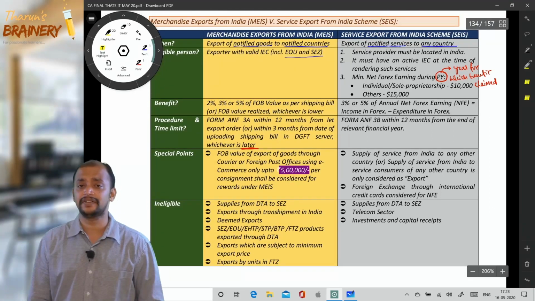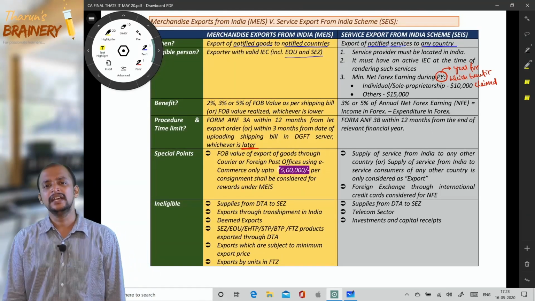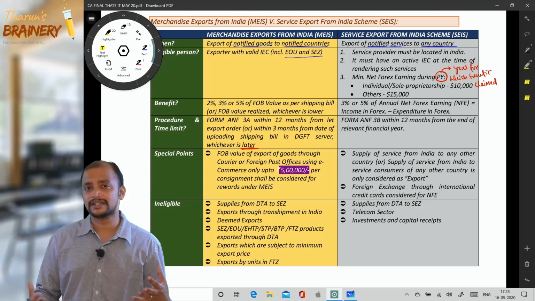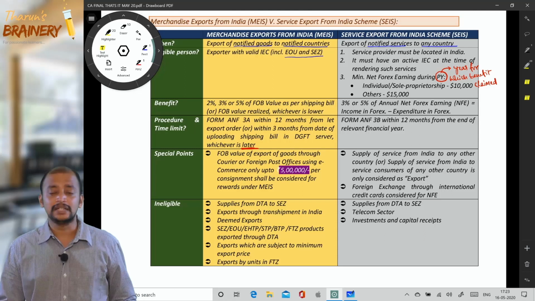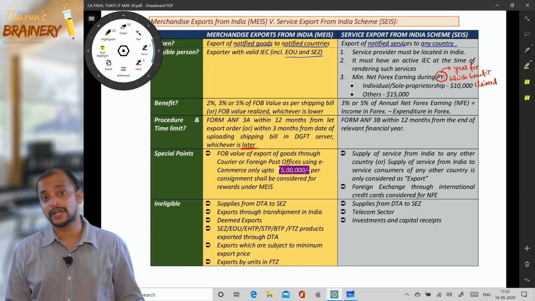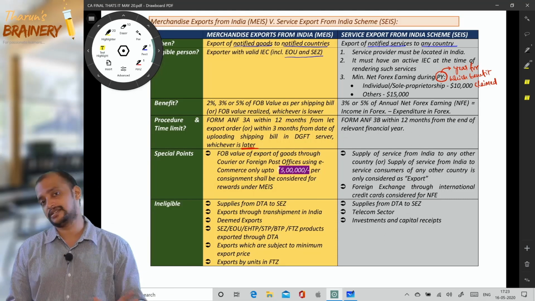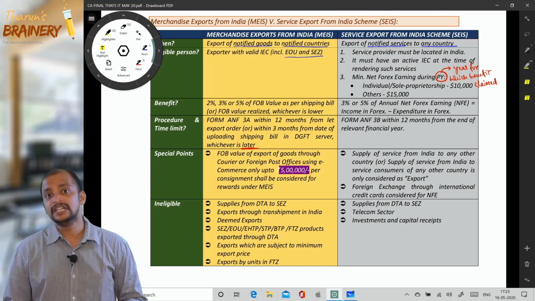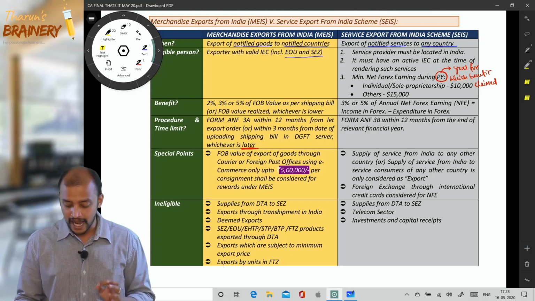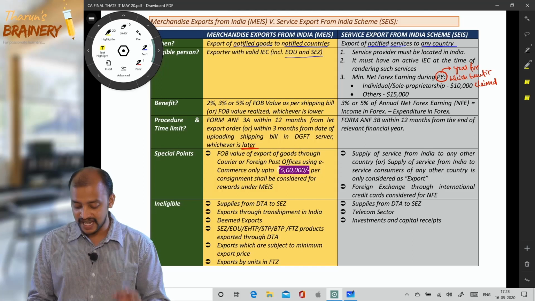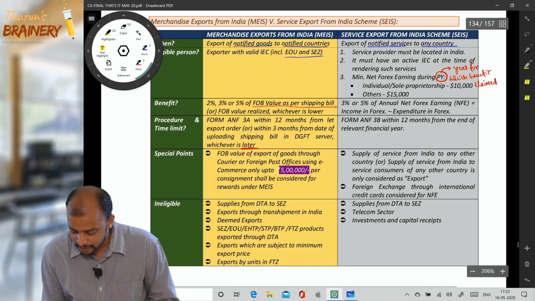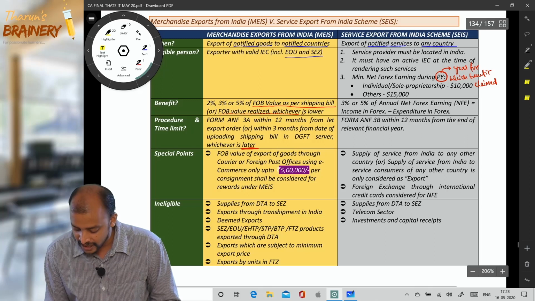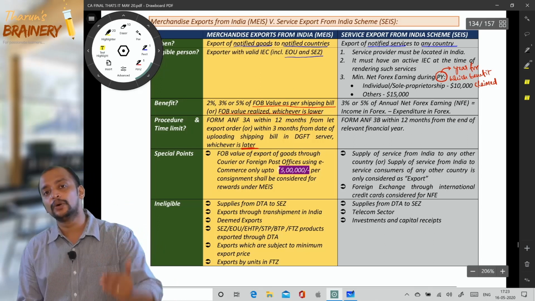And what is the benefit under MEIS and SEIS? It depends upon rates like 2%, 3%, 5%, but that will be given in the question itself. That percentage will be given in the question. You don't have to worry about that in the exam, but that percentage, if it is MEIS, very important, should be calculated on FOB value as per shipping bill or FOB value realized, whichever is lower.